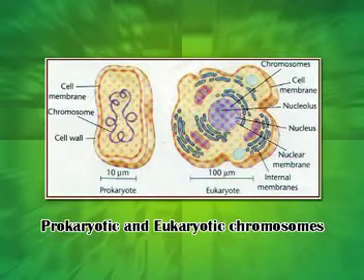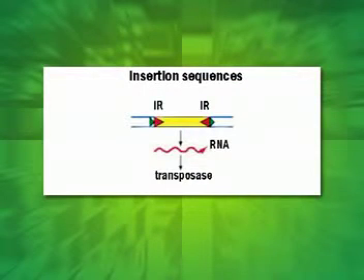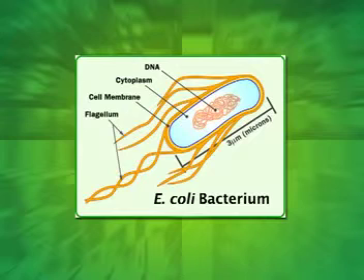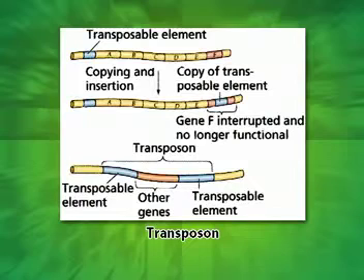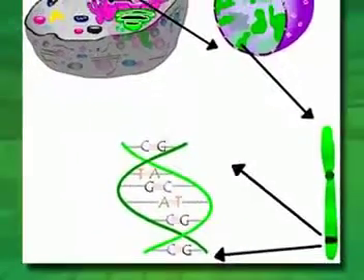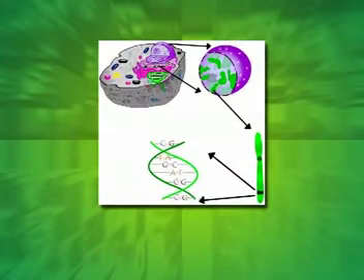The transposable elements are present in both prokaryotic and eukaryotic chromosomes. The simplest transposons are the insertion sequences in E. coli, of which there may be several copies in the genome. The transposable elements are even more prevalent in eukaryotic chromosomes than in bacterial chromosomes. For example, 25 to 40% of mammalian chromosomes consist of transposable elements that have accumulated in the course of evolution.